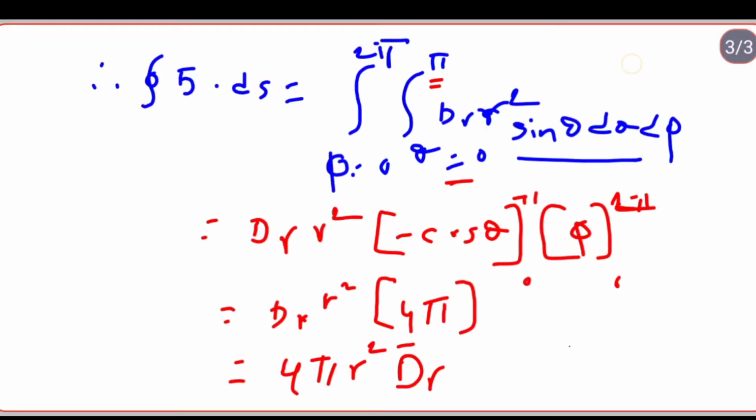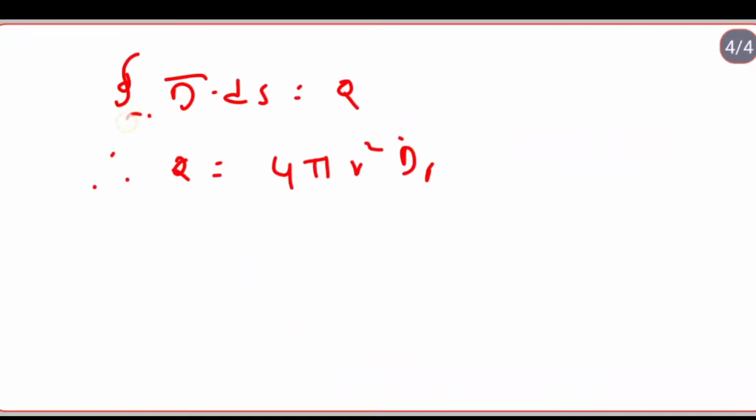But the next step is we have to equate the charge q to the integration. Now we applied the Gauss law, surface integral D dot dS equal to q. Therefore q equal to 4 pi r square dr. Already we obtained this 4 pi r square dr. Now dr is given by, from this equation, dr is given by q by 4 pi r square.